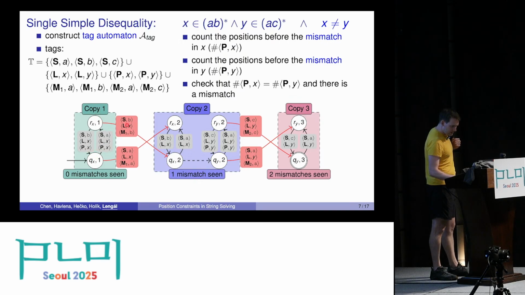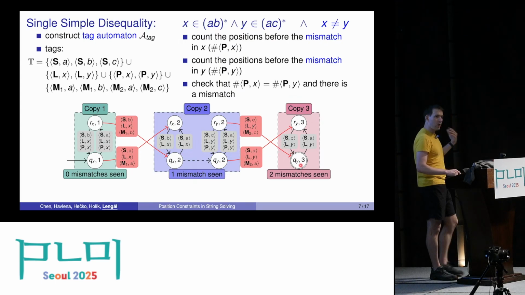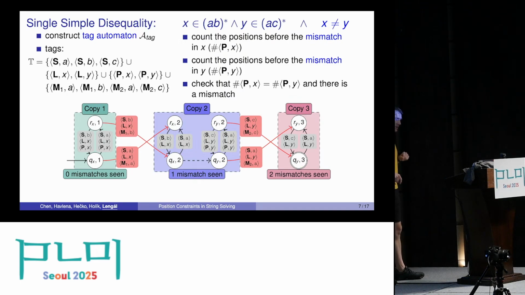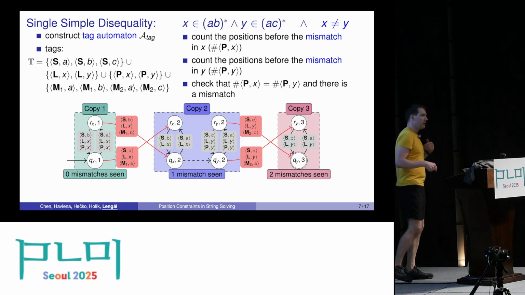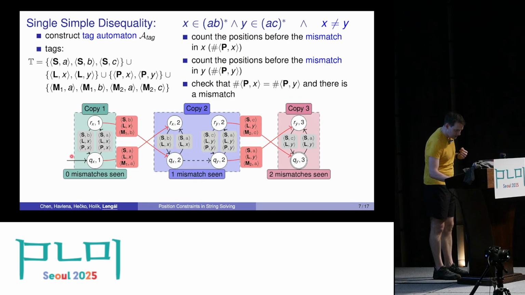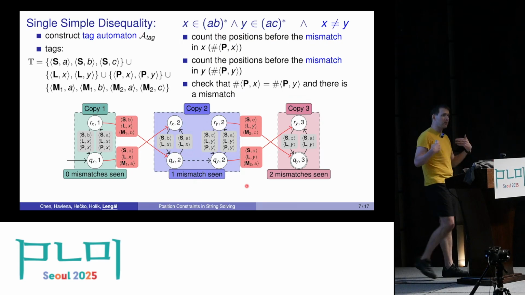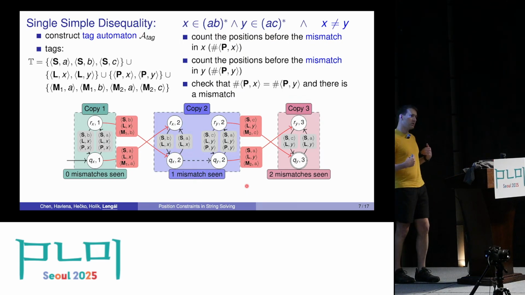We will non-deterministically move to the second copy after guessing some mismatch in X. Here in the second copy, we need to make a transition from the automaton for X to the automaton for Y. And then at some point, we again make a non-deterministic transition to the third copy, where we know that we have already seen all the mismatches. Along the way, we are counting the number of P tags, the position tags. You can see there are some PX tags in the first copy, and PY tags in the second copy. We are counting the number of position tags, and we need to say that they are the same.